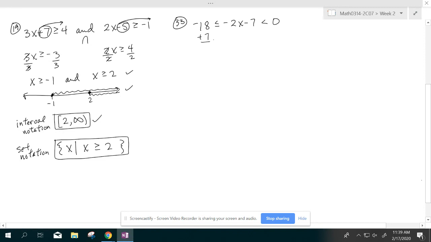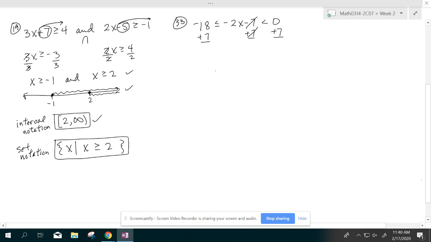So let's start with add 7 to all 3 sections. And what does that do for me? Why would I add 7? To get rid of the negative 7. Remember, whatever you do to one side, you have to do to the other? But here there's 1, 2, 3 sides. So whatever you do to one section, you have to do to every section. It's like whatever you do to one side, you have to do to the other, okay? But you have to do it in this case to all 3 sections. And the reason I did plus 7 is to get rid of the minus 7.